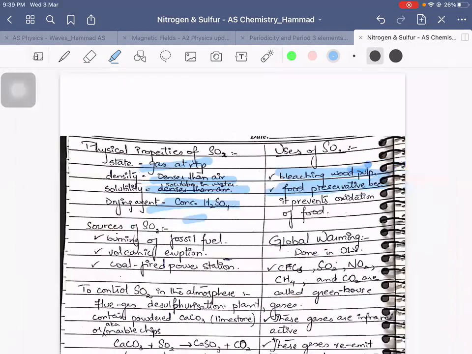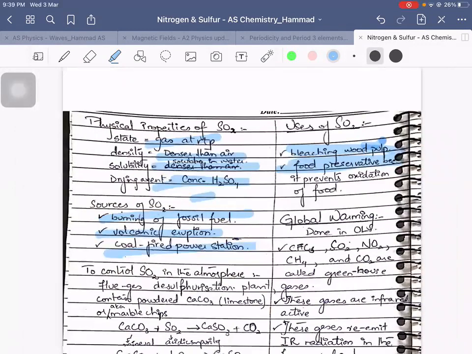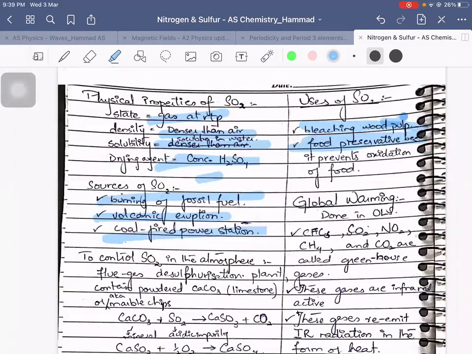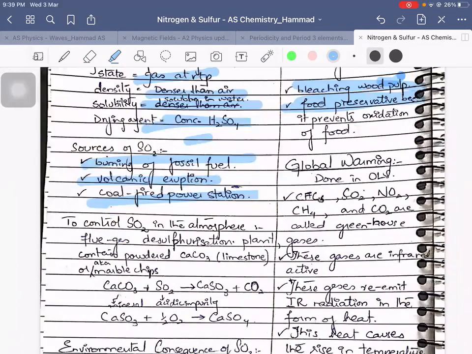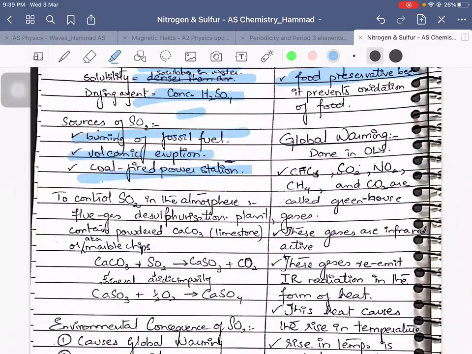Sources are burning of fossil fuel, volcanic eruption, coal-fired power station. To control SO2 in the atmosphere, flue gas desulfurization plant, which contains powdered calcium carbonate, that is marble chips. Flue gas desulfurization involved these two steps. Flue gases are your waste gases, right? And you need to not allow sulfur dioxide to escape into the atmosphere. So you basically react it with powdered calcium carbonate, which makes a salt.